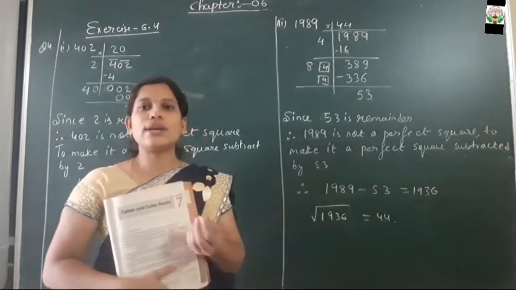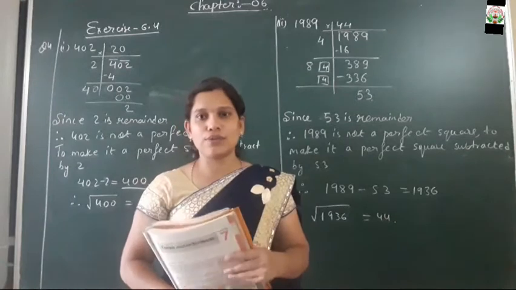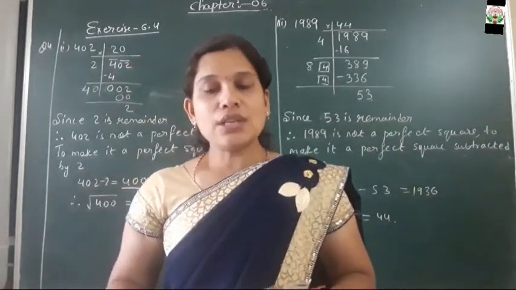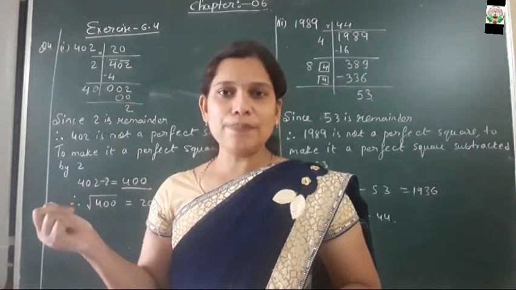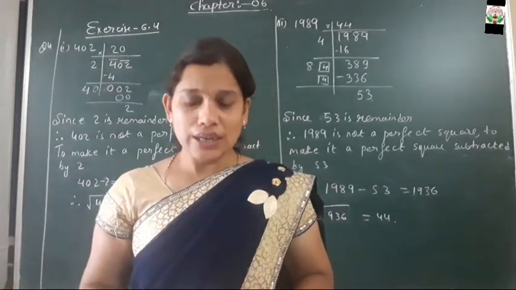So dear student, you can use any one of the 3 methods to find the square root of the number. Now moving towards question number 5. Here the question is the same, only one word is changed. In question 4 we did the subtraction, and in question number 5 we are going to do the addition.